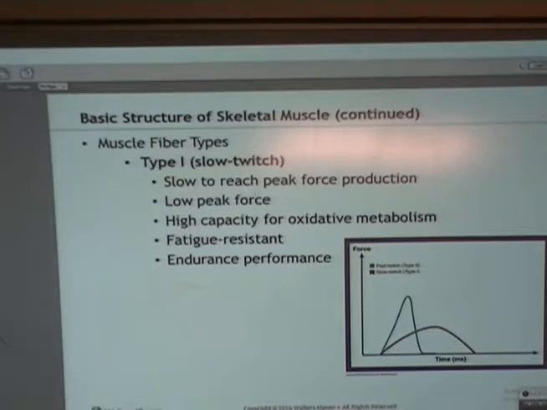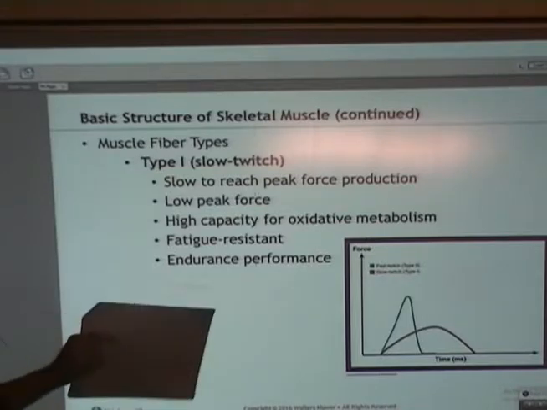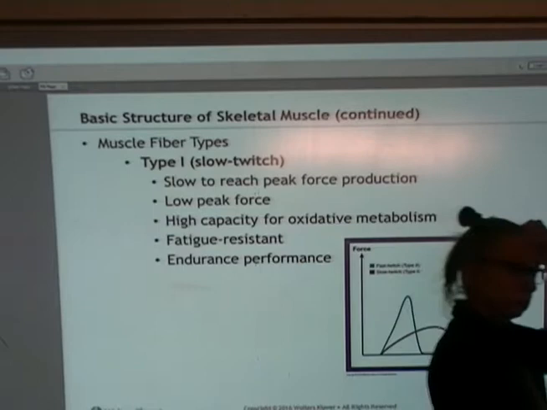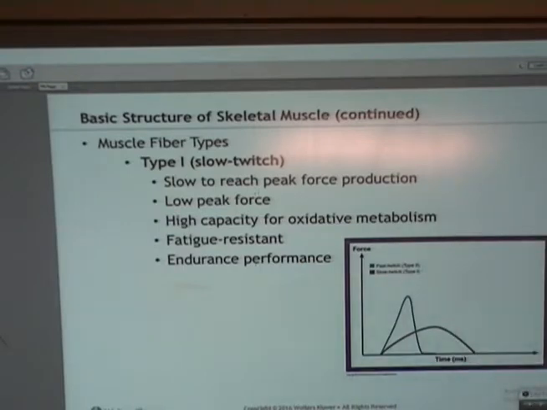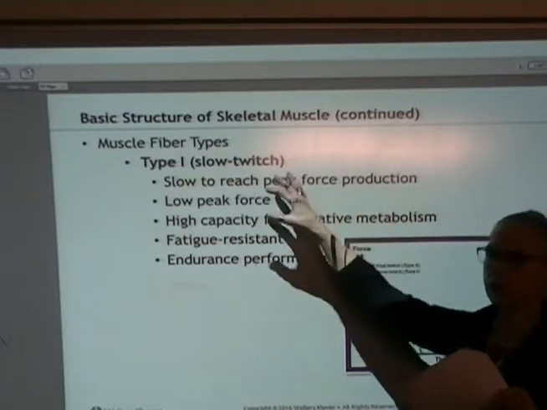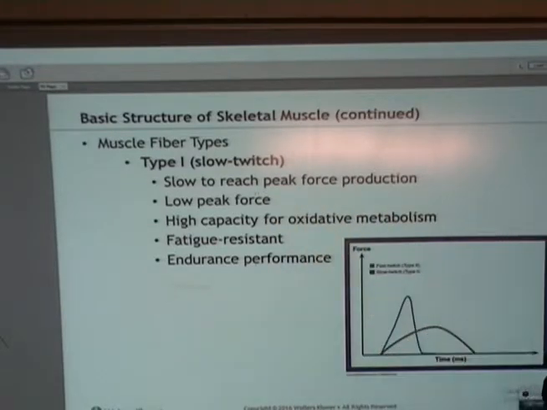All right, so type 1s used to be called slow twitch. So again, if you're doing some research and the resource that you're looking at is calling it slow twitch, it's probably a little bit out of date. You might want to find something that's more up to date. Right? So type 1s are quite slow to reach their maximum force production.